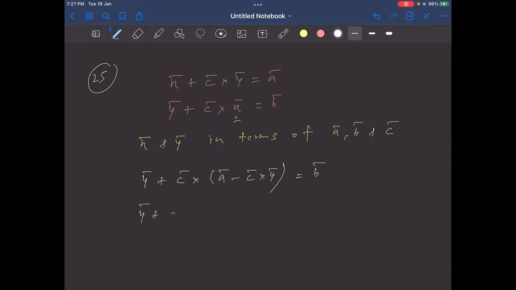तो अब इसको if I take it further, this will become y plus c cross a cross vector b, तो इसमें लगा देते हैं माइनस, because this will become minus c dot y. Is it correct? बोलो. ये स्टेप्स सही है, बताओ.